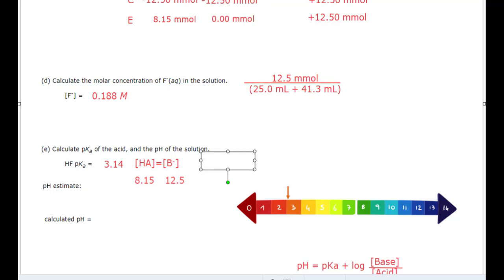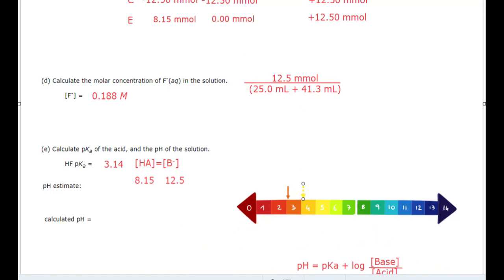then we better expect, let me get my arrow and get a color, that it's basic. I'm going to guess that this is going to become more basic than 3.14 because the base outnumbers the acid here. Maybe not that much. I've got a curve on this, and I'm going to move that over because it's a log change. So my guess is going to be 3.9, but we can calculate it. This is not going to be difficult.